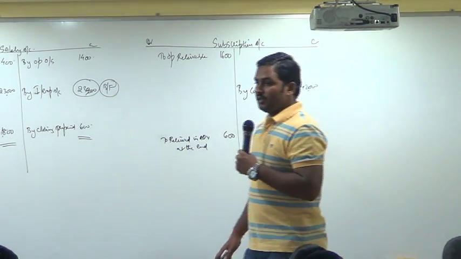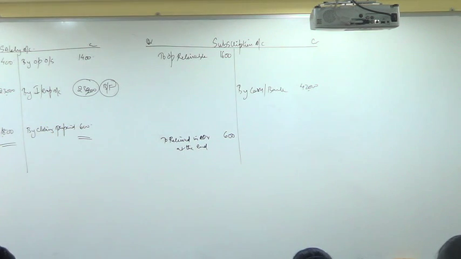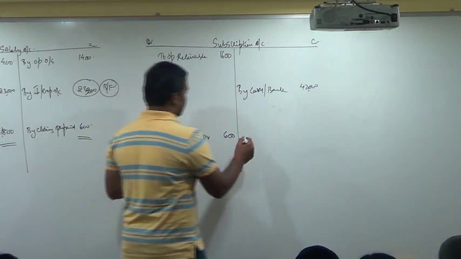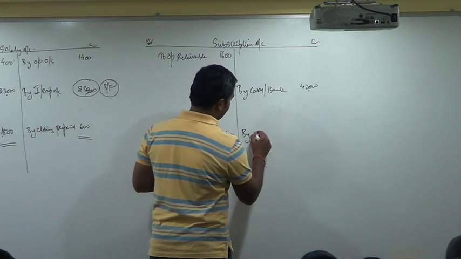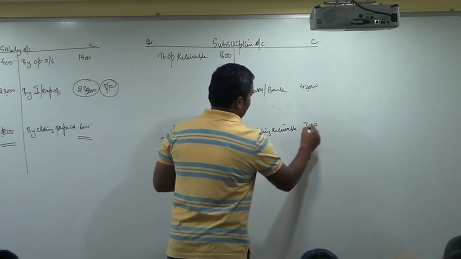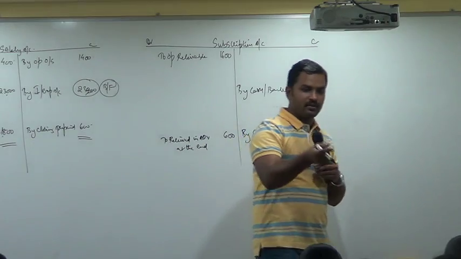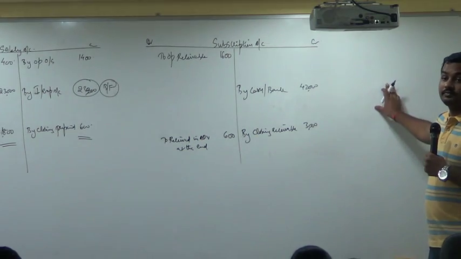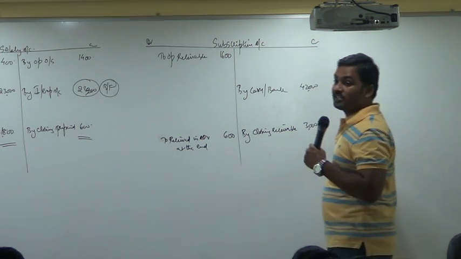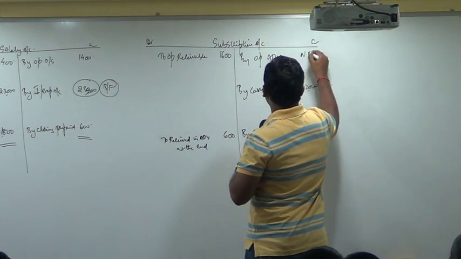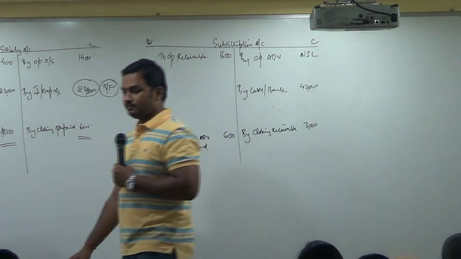Next, subscription receivable for 2012 at the end, how much? 3,000. Also 3,000 has still to be received for 2012. Subscription receivable at the end. Subscription receivable account debit, to subscription account by closing receivable, 3,000. Even though we have not received it, based on accrual concept, we have to show it as income. Next. That's it. Do you have any opening received in advance? By opening advance, nil.